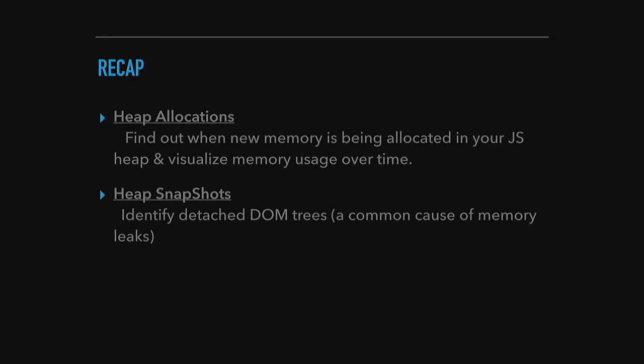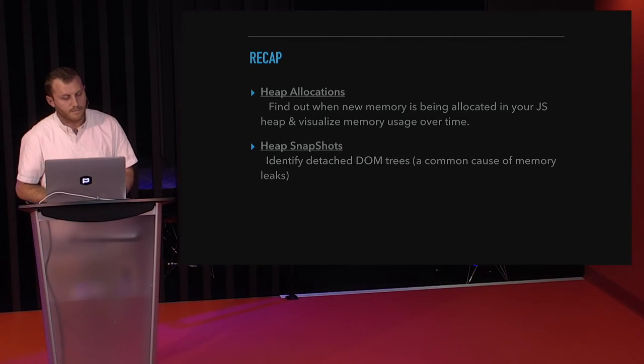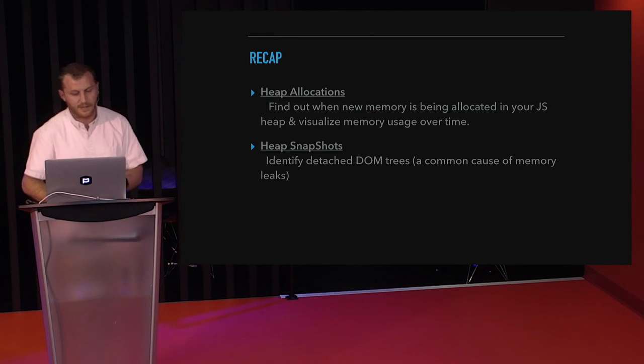So in recap, heap allocations find out when new memory is being allocated in JavaScript, and we can visualize that memory usage over time. Heap snapshots help us identify detached DOM trees, which are a common cause of memory leaks.